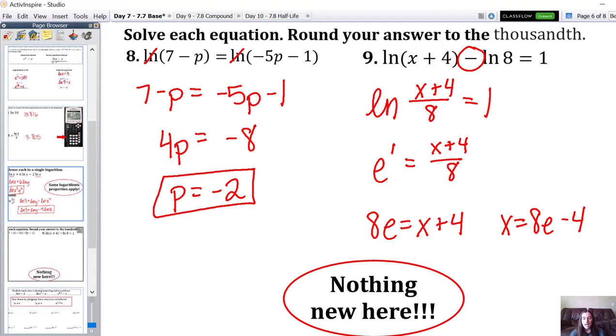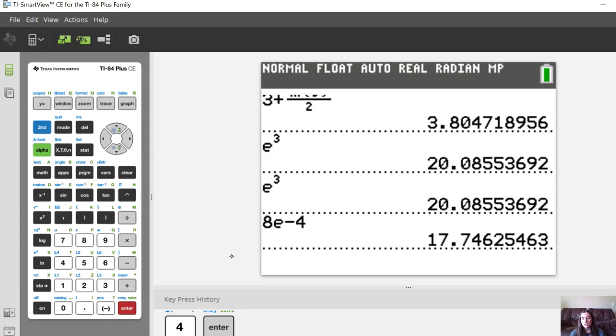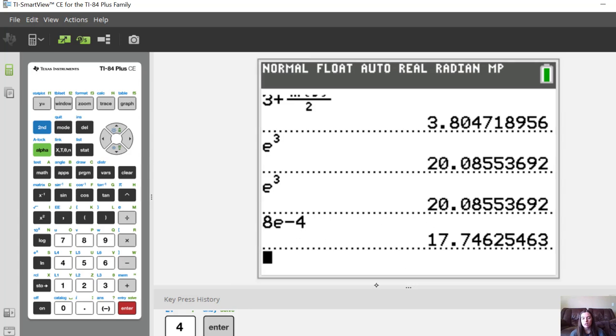Now back to our problem, it was 8e minus 4. So I'm going to do 8, second division, 8e minus 4. And that gives us 17.746.